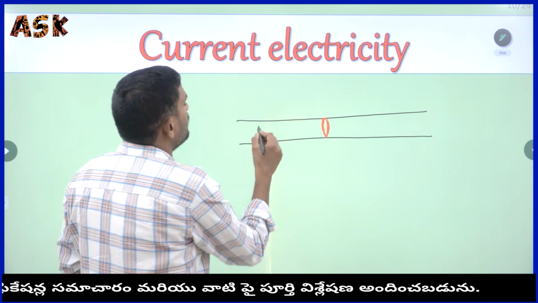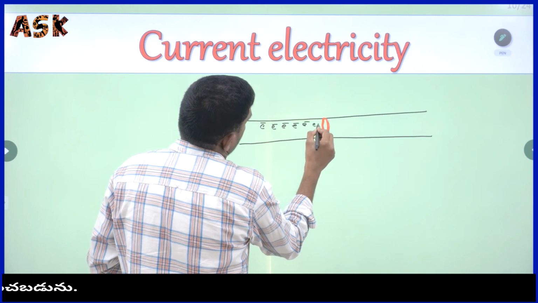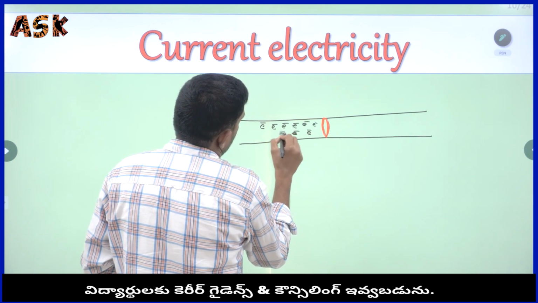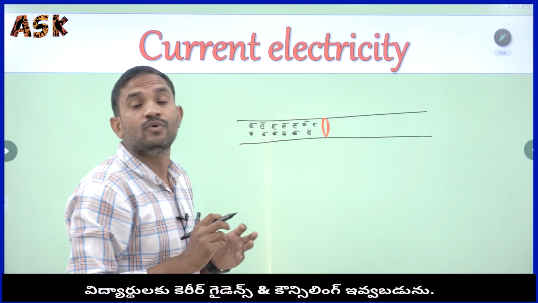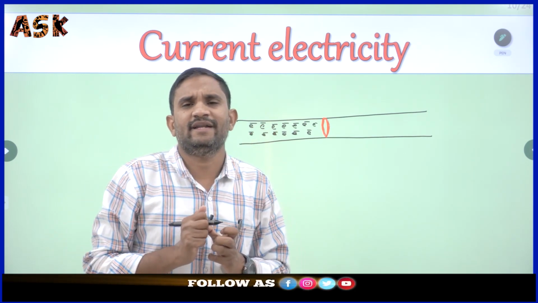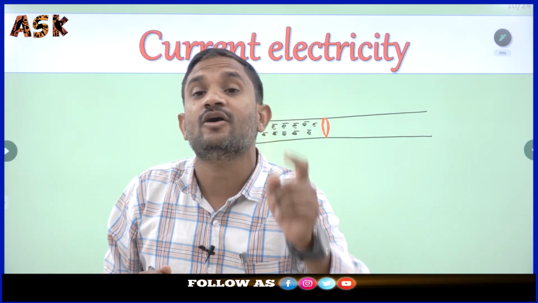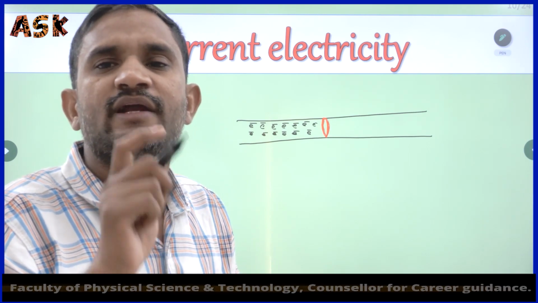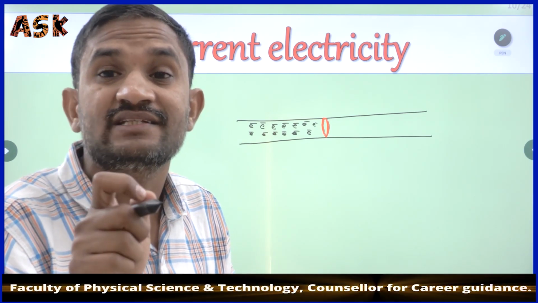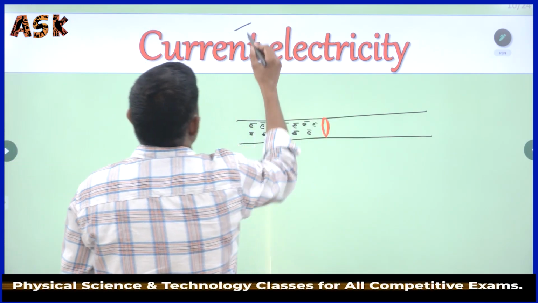Yes, in the conductor, what should move? Electron should move. Yes, how can we define it? How many electrons are crossing the cross-sectional area in 1 second? We have to consider that as current electricity.